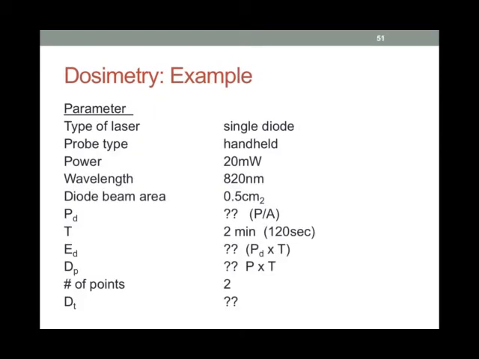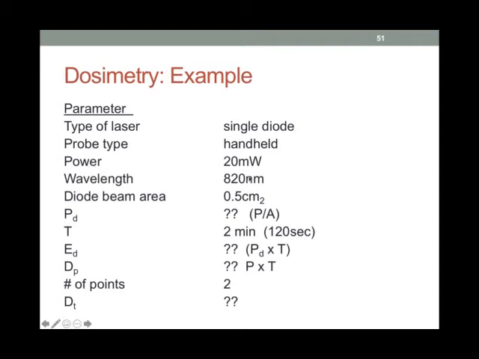Okay, so if we look at an example of this, say somebody's coming in for lateral epicondylitis, and you've decided that you're going to treat them with laser. Okay, the type of laser, for example, the one that we have at Dawson is a single diode. The probe is just handheld. There are some that can be on a sweep. We don't get into that here.